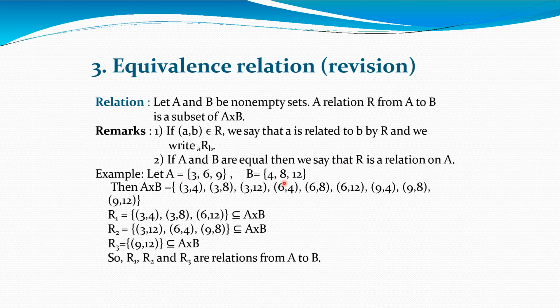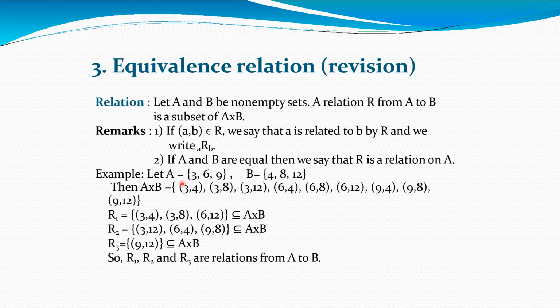Now see this example. Suppose A is equal to {3, 6, 9} and B is equal to {4, 8, 12}. Now what is A cross B? Here we have to form all the pairs by taking the first element from A and the second element from B. First of all we fix the first element of the pair as 3. Now we vary the second element from B. So form the pairs (3, 4), (3, 8), (3, 12).